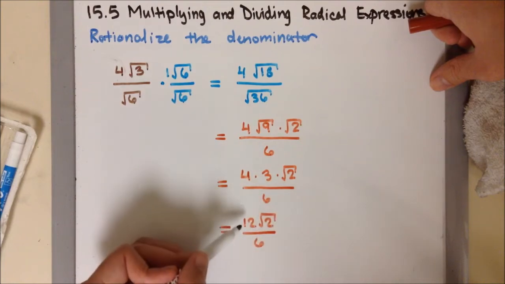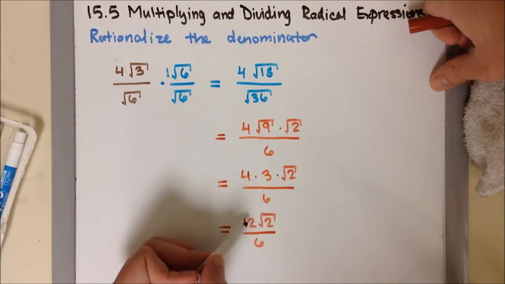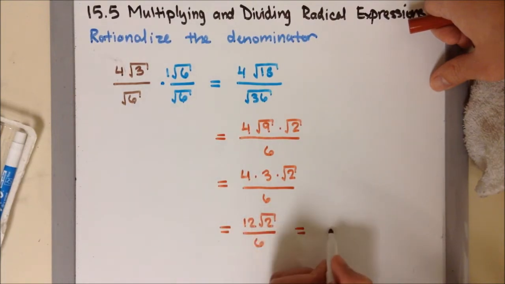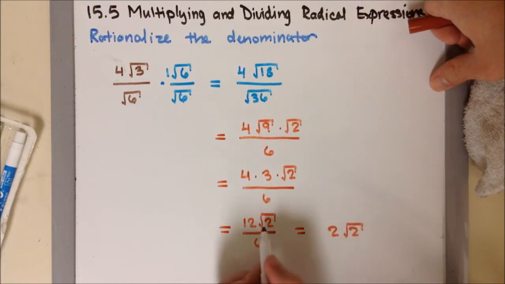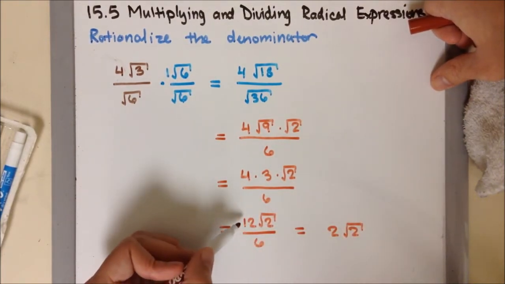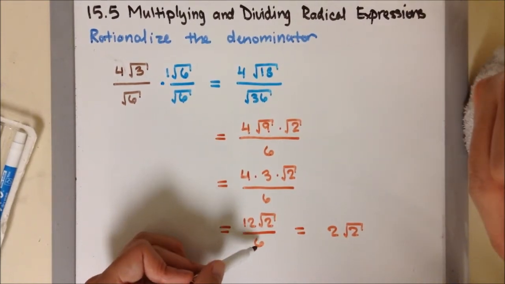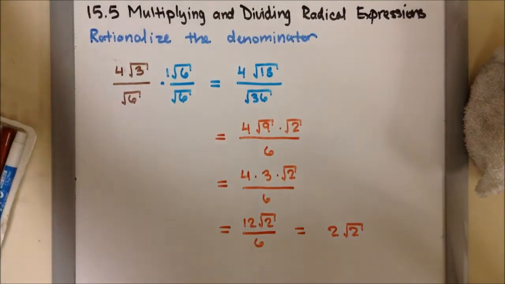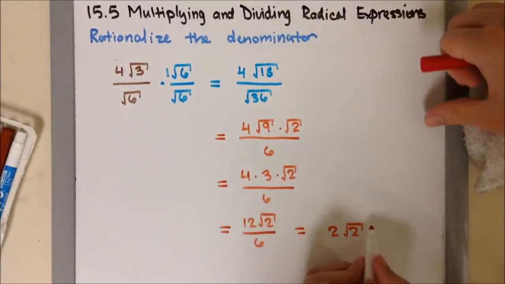Now you can actually simplify the outside number here. So 12 divided by 6 is 2, and it still has the square root of 2. Again, I did not mess with the number that's inside the square root. I only simplified the number that is outside the square root, which is 12 and 6. So I finished simplifying. This will be my final answer.